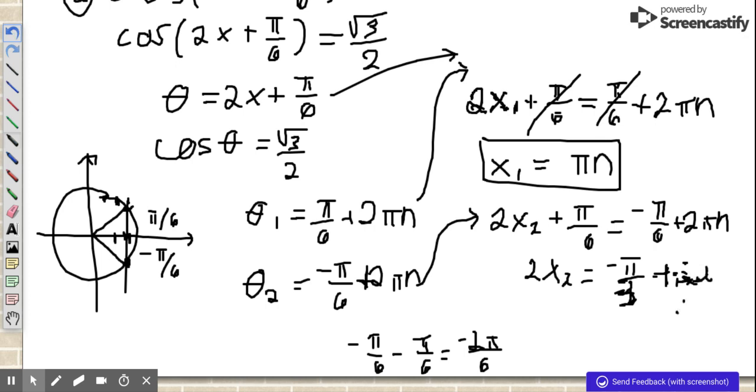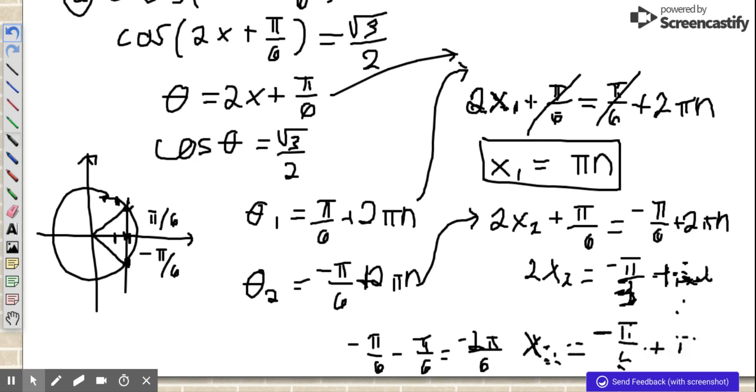I can't write. But basically now we would be left with just isolating by dividing by 2. So this would be minus pi over 3 divided by 2 is minus pi over 6. And 2 pi n divided by 2 is just pi n.